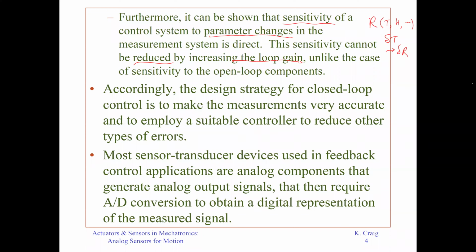In a strategy for designing a control system, you want to make the measurement as accurate as possible. But the question is, it comes at a cost. You don't want to be more accurate than really needed. So we need a suitable controller to take care of the other types of errors. These are just discussions. I'm going to show you the equations soon.